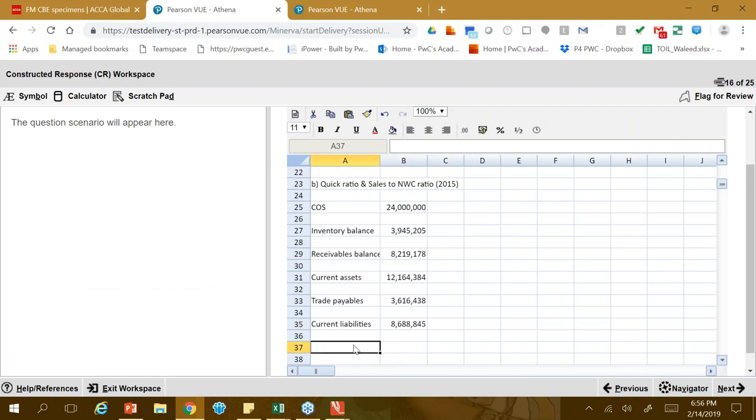And once I've got this one, we can simply now do the quick ratio. The quick ratio is current assets, which are the B31, over current liabilities, which are the B35. So B31 over B35 gives us the quick ratio. Okay. Any questions here up to this point?